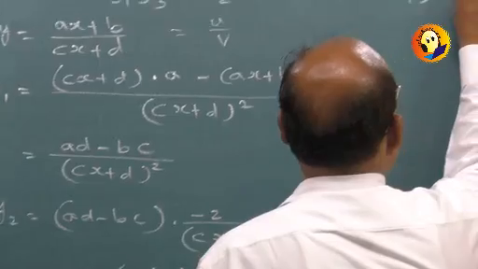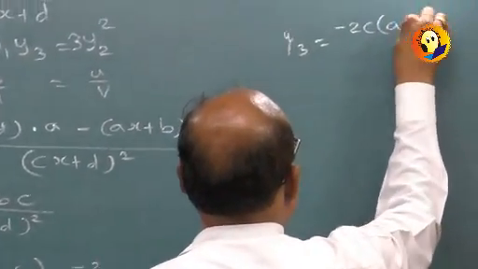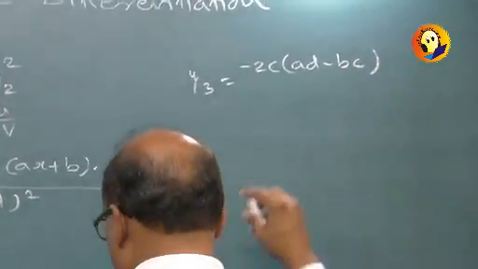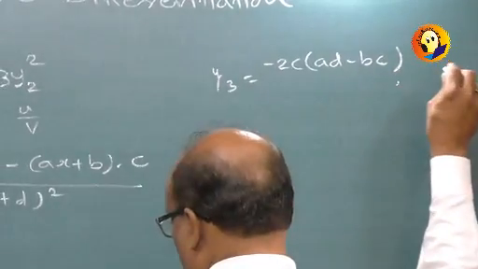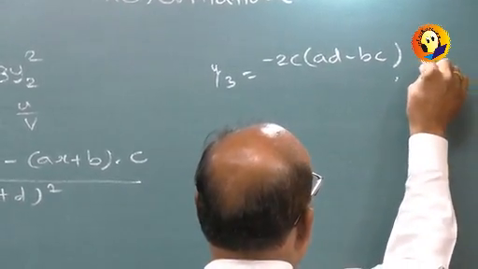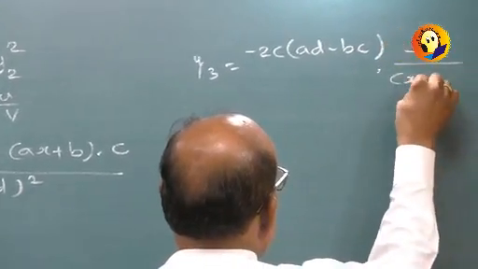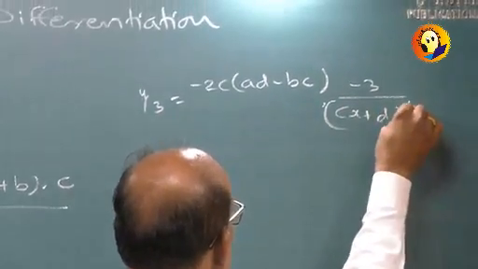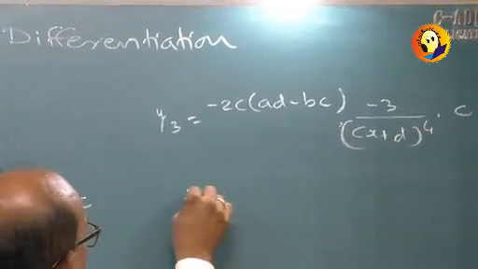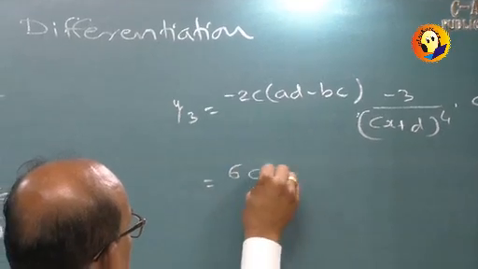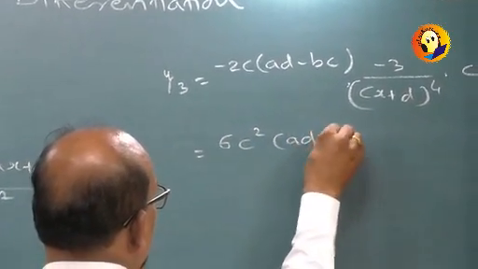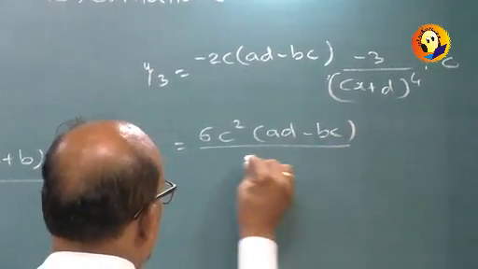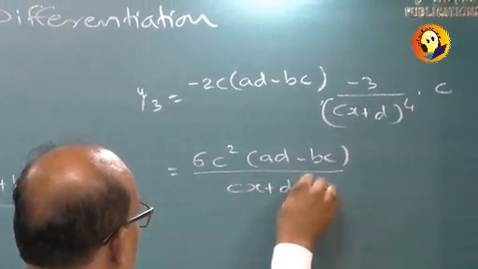It will be minus 2c into bracket ad minus bc is constant, and the derivative of 1 upon cx plus d bracket cube will be minus 3 upon cx plus d bracket raised to 4 into c. That gives us 6c square ad minus bc upon cx plus d bracket raised to 4.